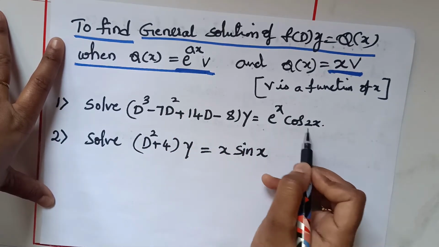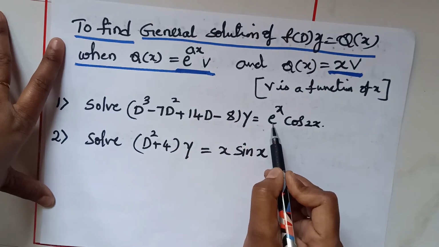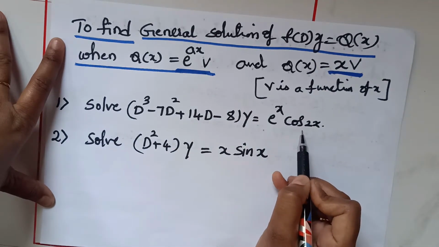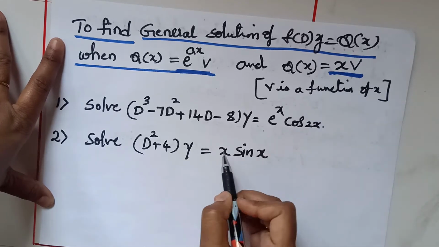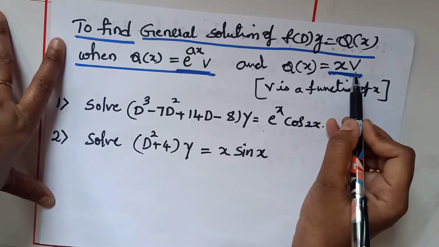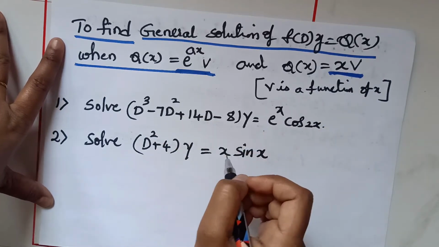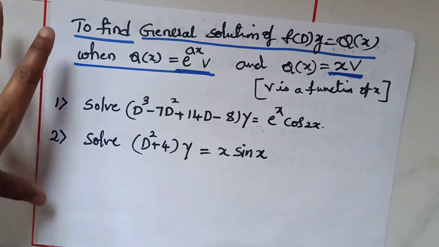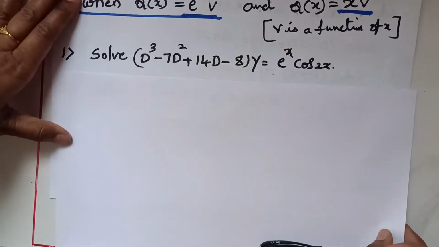The first problem is based on the first case, that is Q of x is in the form of e power ax into v, and in the second problem Q of x is in the form of xv. Okay, we'll discuss these two cases in this session. Coming to the first problem, we solve the first problem now.